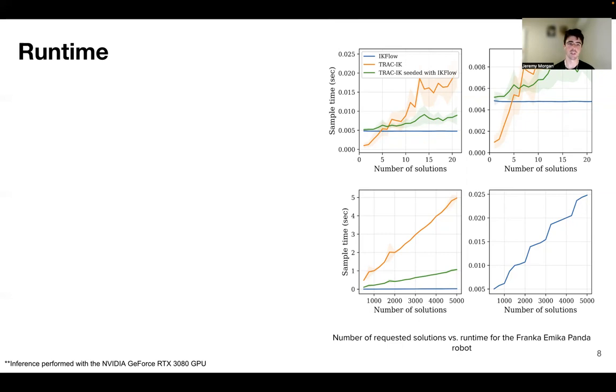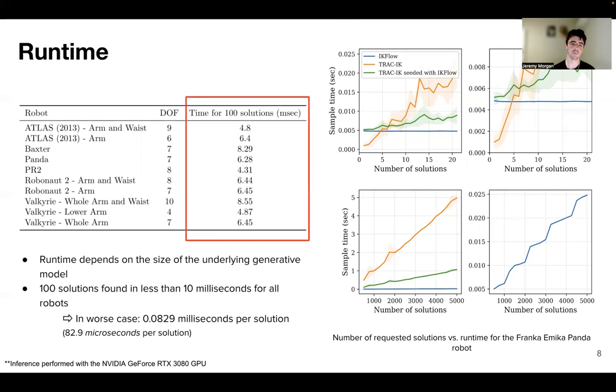Note that the blue line for IKFlow appears to stay nearly flat in both plots. This is because solve time is minimally impacted by the number of requested solutions, as the solutions are calculated in parallel on the GPU. Note that the runtime depends on the architecture of the underlying model. Smaller models will have reduced inference time. However, even our largest models are able to generate 100 solutions in under 10 milliseconds. For more details, please see our full-length paper.